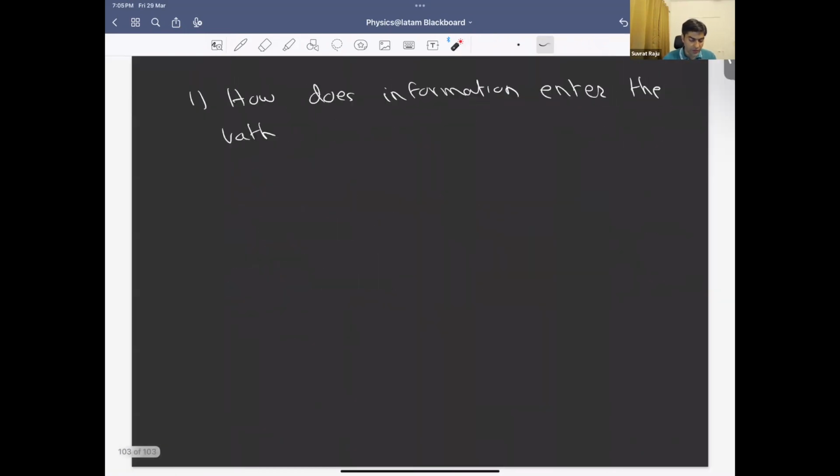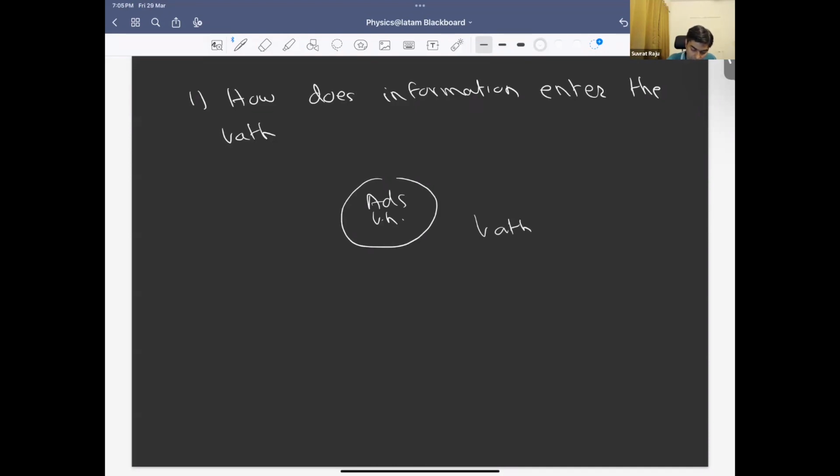Okay. So first I want to ask this question, right? How does information about the black hole enter the bath? This is a question people sometimes worry about in these island computations, how does information about the black hole enter the bath? Because it looks like we have an AdS black hole, and this is the bath.